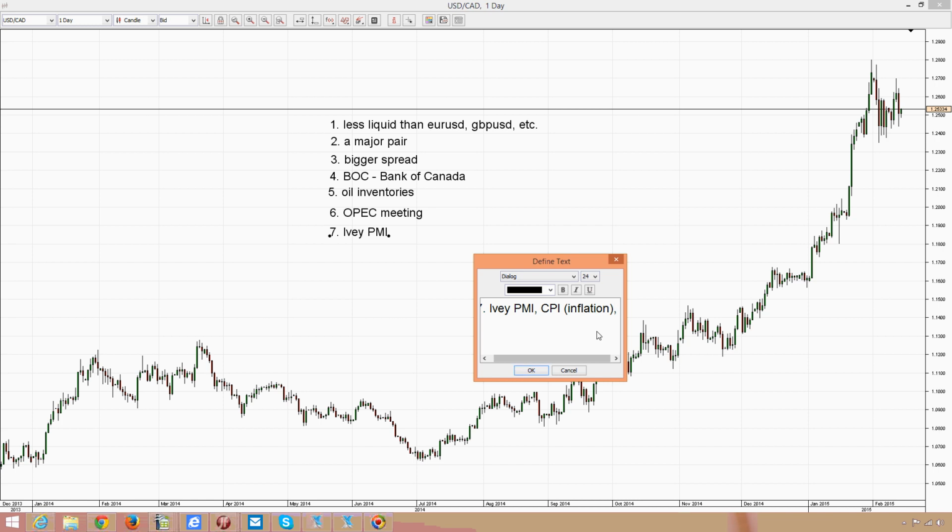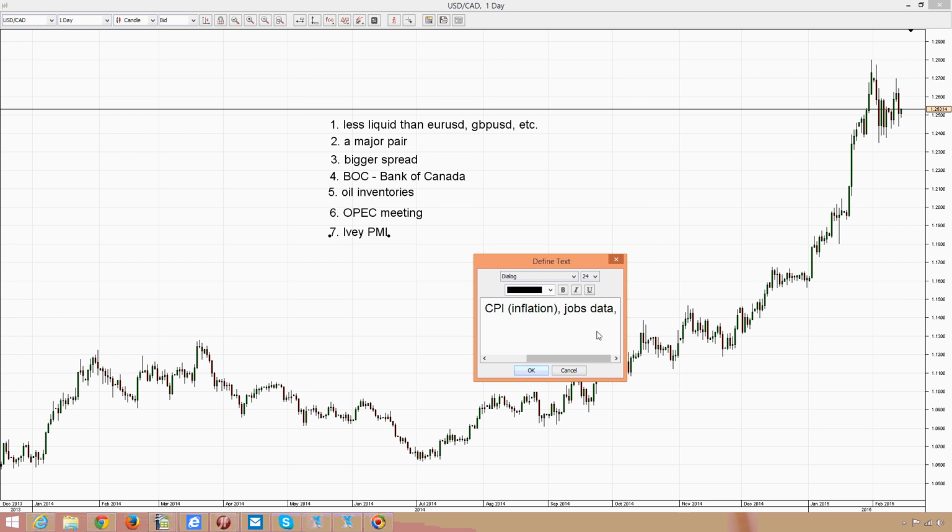Look also at the jobs data. And the jobs data in Canada is really important because it is coming on the same day with the non-farm payrolls in the United States. Rarely they are on a different day. This means that on that day you have the non-farm payrolls, the NFP in the US. At the very same time you have the data in Canada.